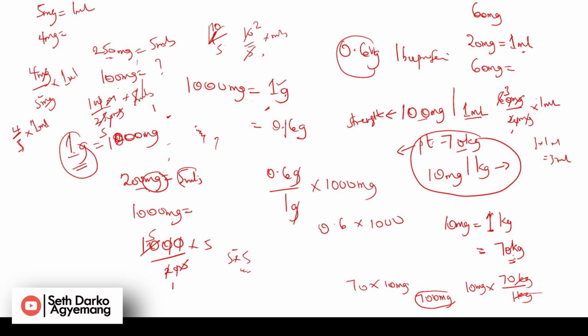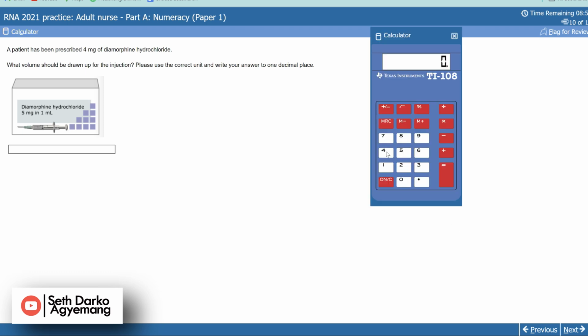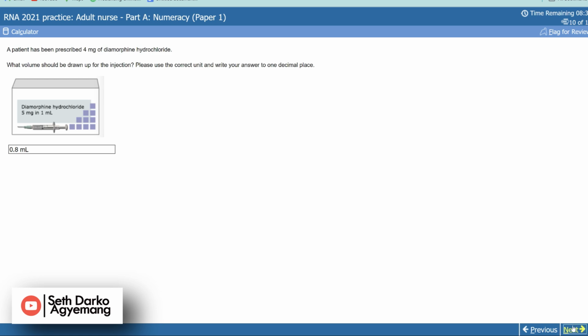So let's go and use our calculator. 4 times 1 is 4 over 5 mL. So 4 over 5 mL. Let's go and use our calculator. You have a calculator on here. 4 divided by 5. The answer is 0.8. Make sure you are leaving your answer in 1 decimal place and then the unit. So 0.8 mL, small m, capital L. And then you can close this and continue.